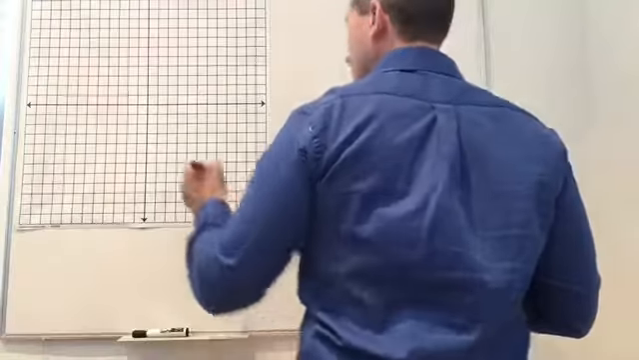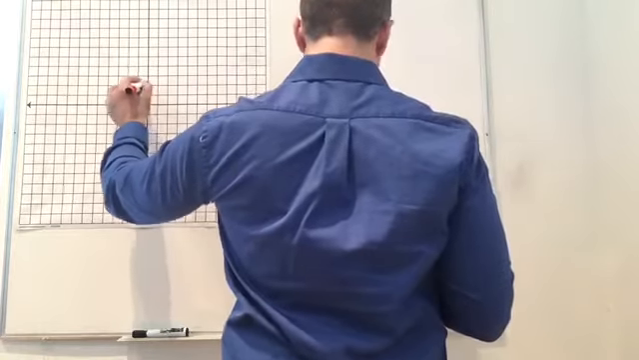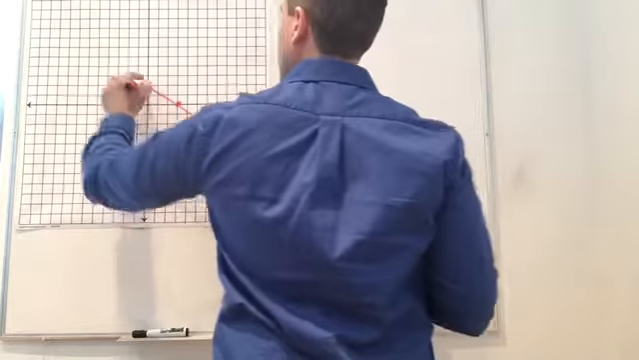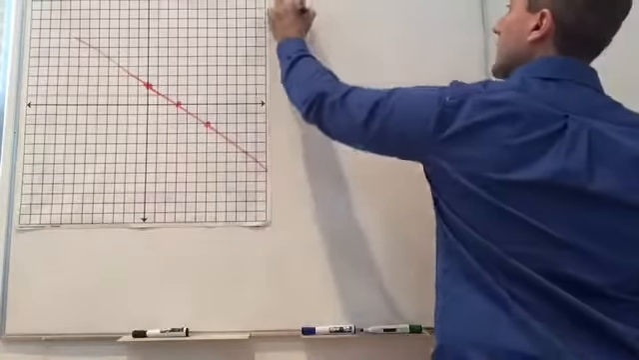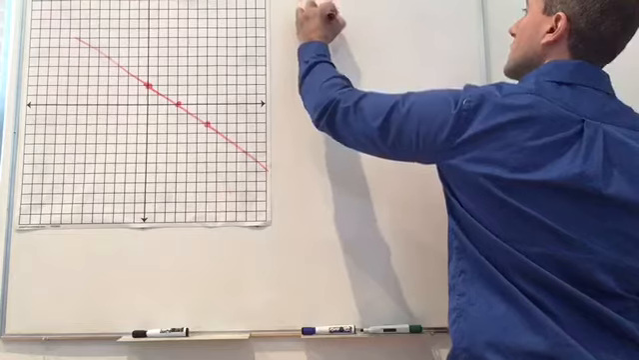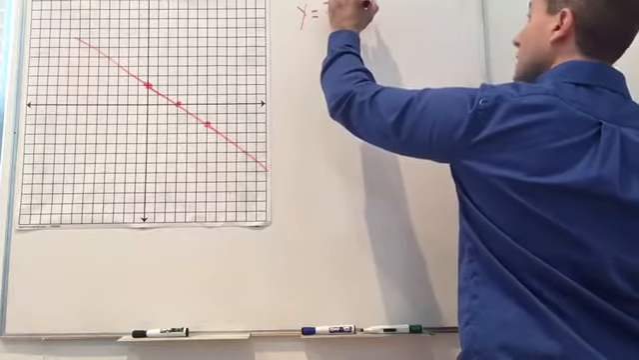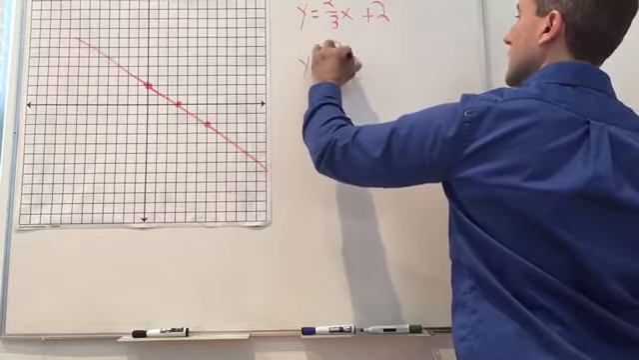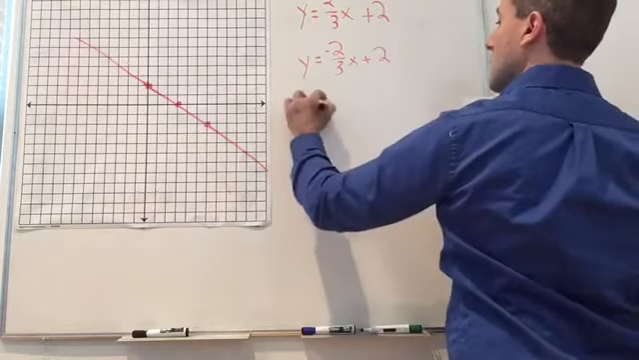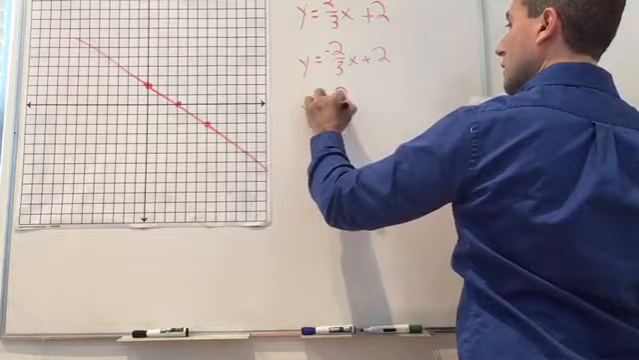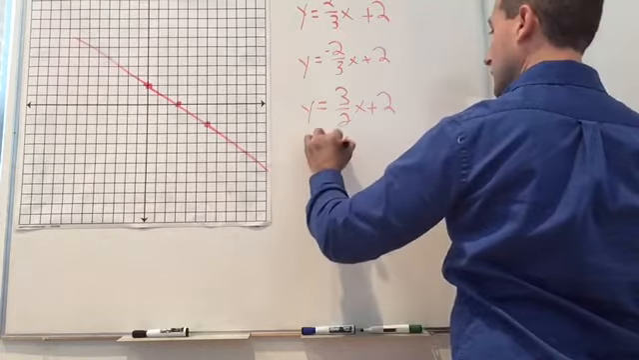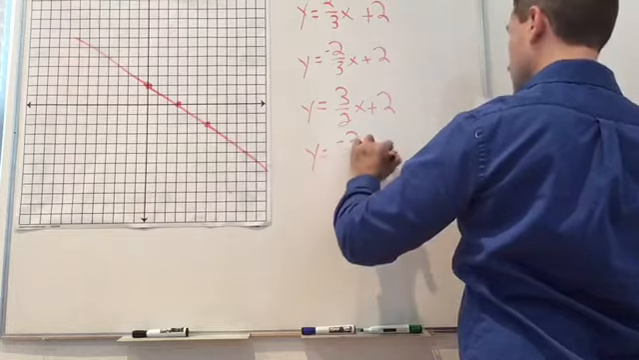Number 5. Graph looks like that. And they give you y equals 2/3 x plus 2. Y equals negative 2/3 x plus 2. So it's almost the same. Y equals 3 over 2x plus 2. And y equals negative 3 over 2x plus 2.